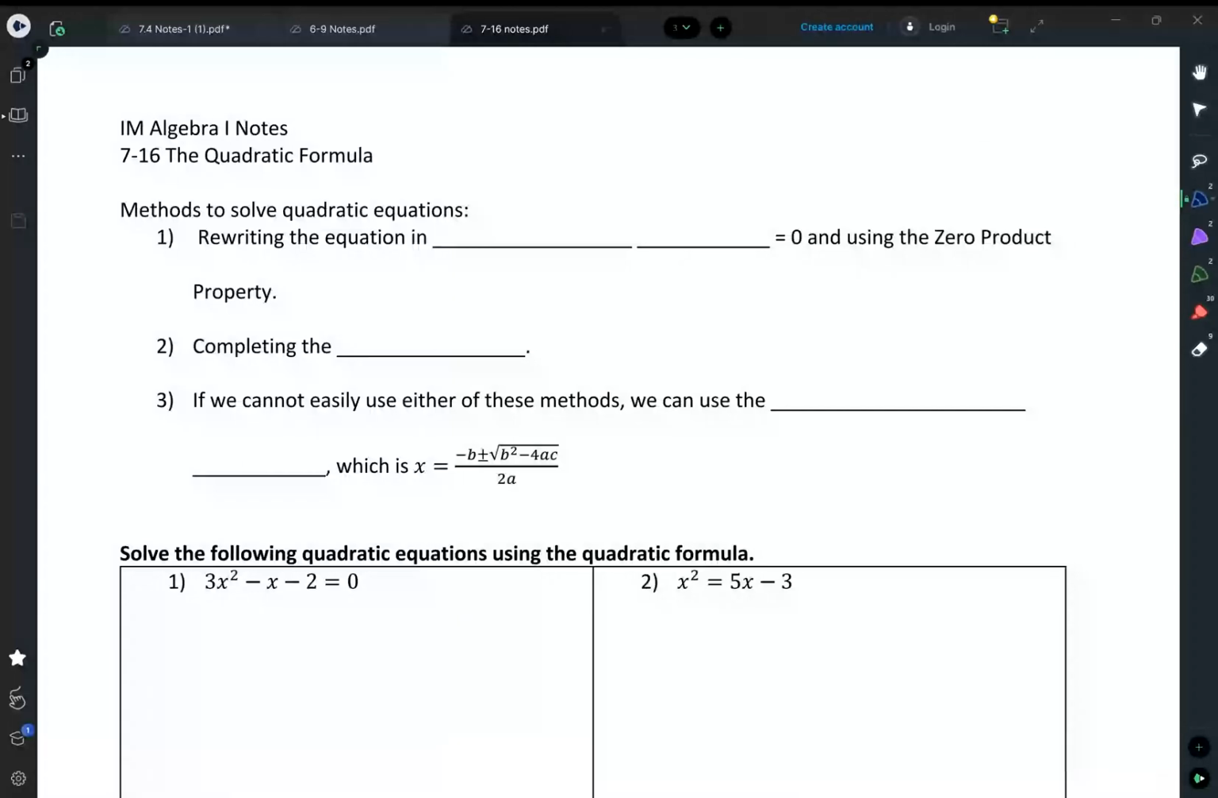Hello class, today we are looking at using the quadratic formula. I know some of you have been talking about this in class and wondering when we would learn it. Methods to solve quadratic equations.